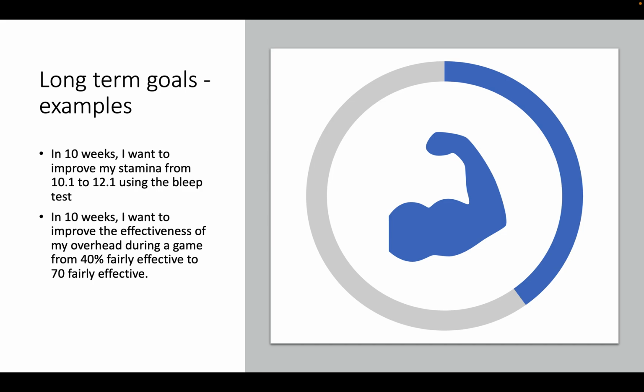And lastly, in 10 weeks, I want to improve the effectiveness of my overhead clear during a game from 40% fairly effective to 70% fairly effective. And that is looking at our overhead clear using a general observation schedule.